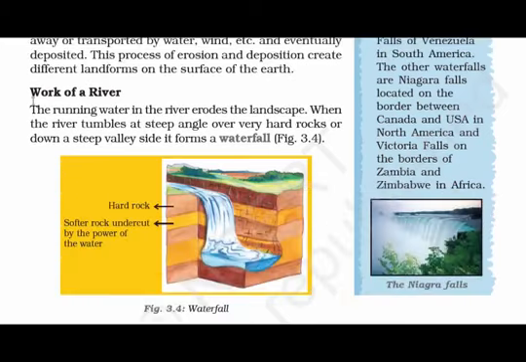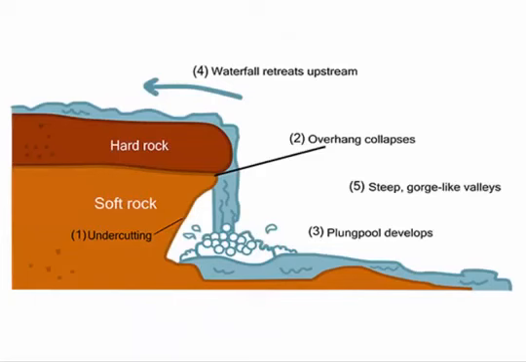Now let's read about the work of a river. What does a river do? There is a layer of hard rock on which the river flows. As the hard rock layer forms a descent or a steep, the speed of the flowing river increases. Now just below the hard rock layer, there is a soft rock layer. When the water finally falls, there is an undercutting in the soft rock layer below the hard rock layer, due to which the river water falls perpendicular to the ground, forming a plunge pool.